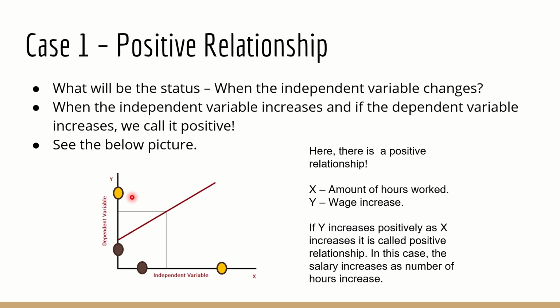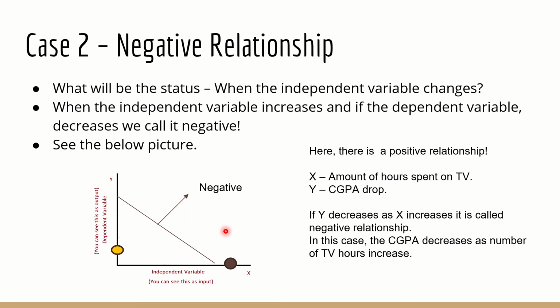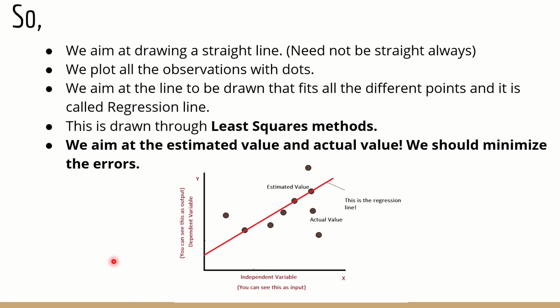Now the relationship can be positive. For example, I told you this earlier, the x-axis, the independent variable, is nothing but the amount of hours worked. The y-axis is nothing but the wages. If the wages are increasing based on the number of hours you work, then you can find a positive relationship. You can see that the number of hours is increasing here, so the wages have increased. This is called a positive relationship. Similarly, there can be a negative relationship also. The number of hours you have spent watching TV increases, and your CGPA has dropped down. Now this is a negative relationship. So it can be positive or negative.